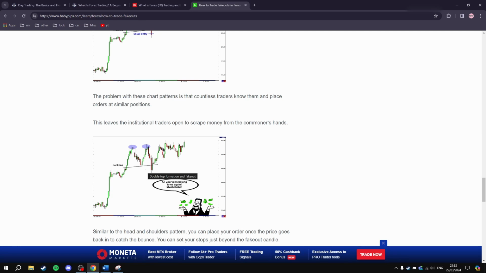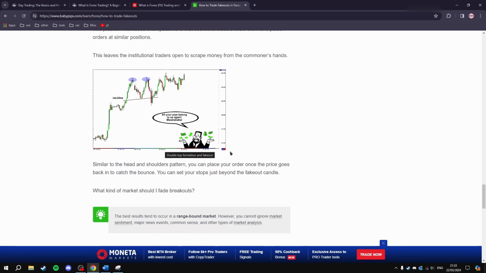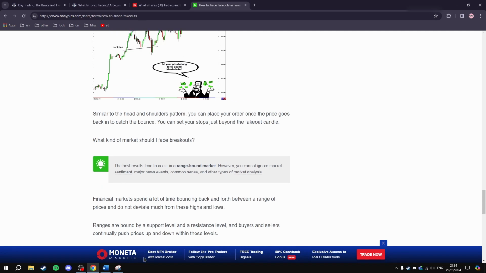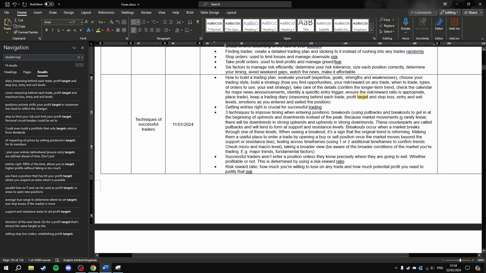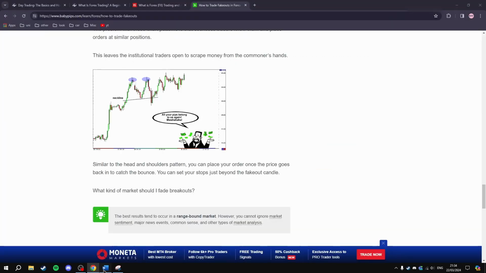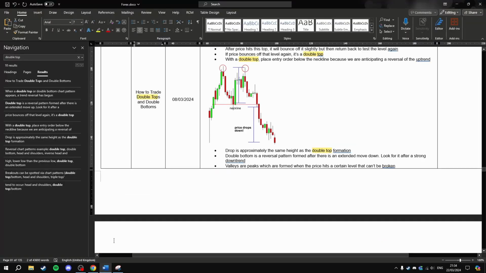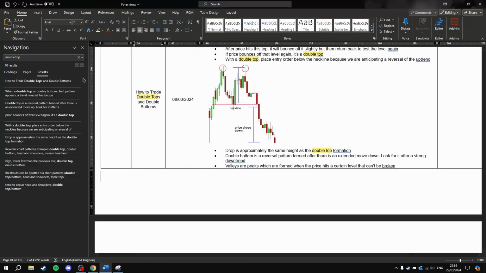So instead of breaking downwards, it goes up. Similar to the head and shoulders pattern, you can place your order once the price goes back in to catch the bounce. You can set your stops just beyond the fake out candle, so somewhere around here. Before double top, double bottom: what usually happens at a double top is it usually goes down, but then it went up instead. Right, okay.